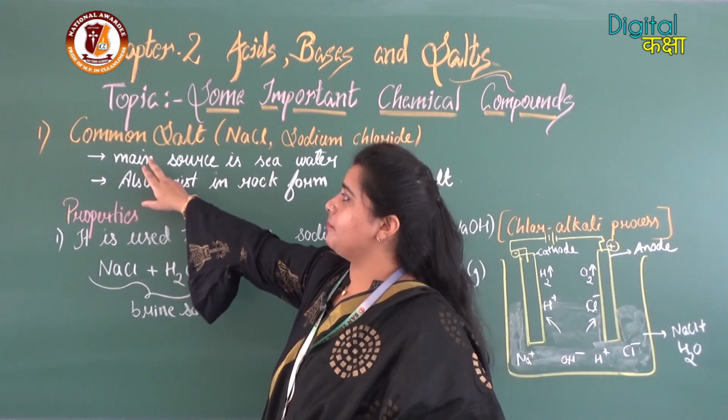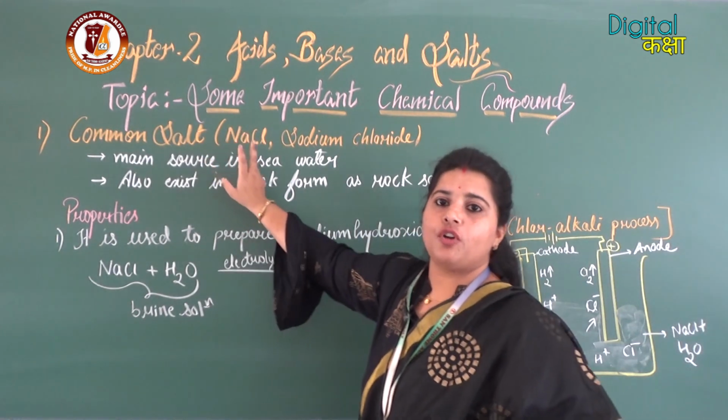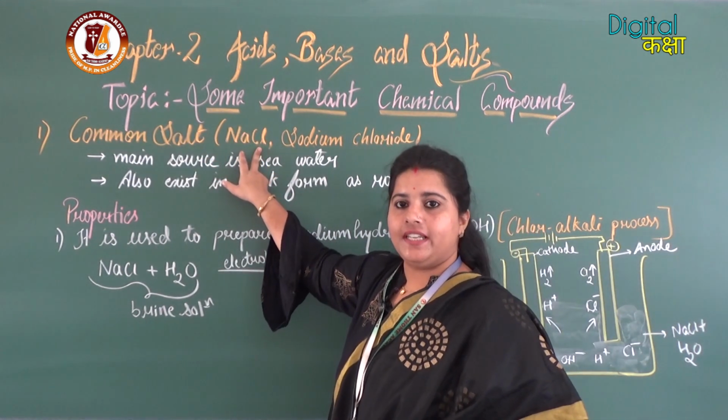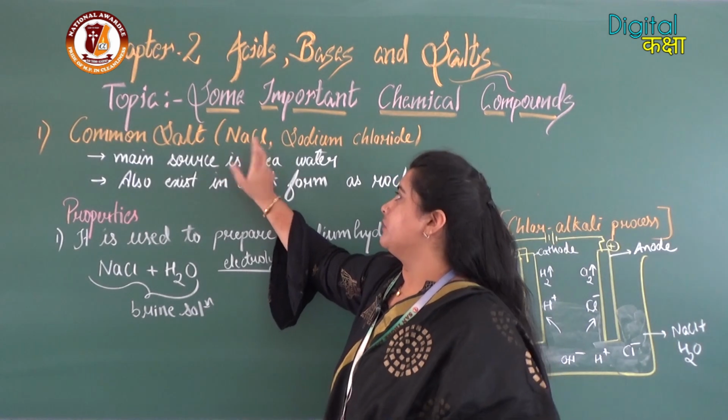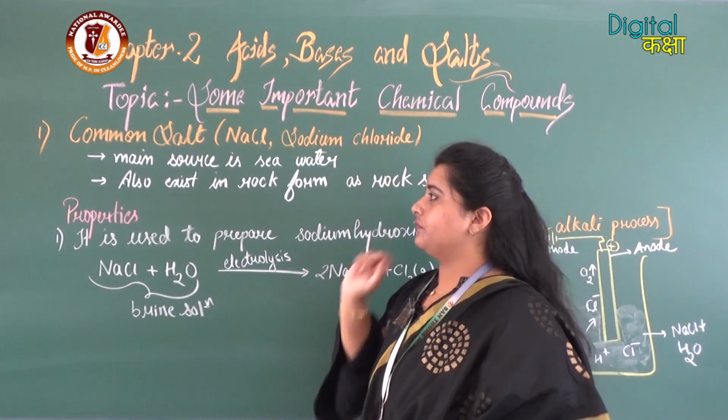The first compound is common salt. The chemical formula of common salt is NaCl, which we commonly call table salt. Its chemical name is sodium chloride.